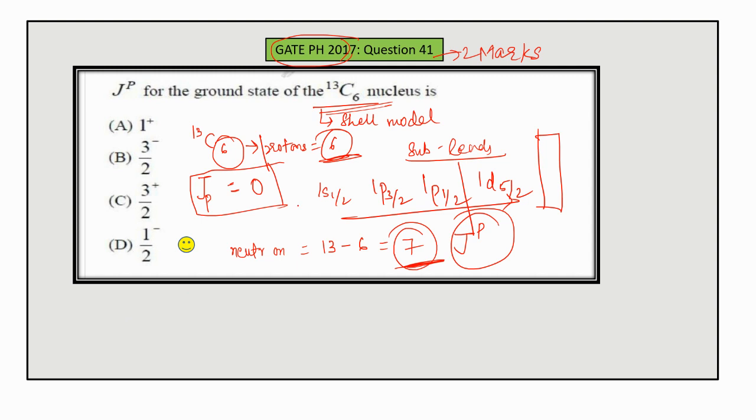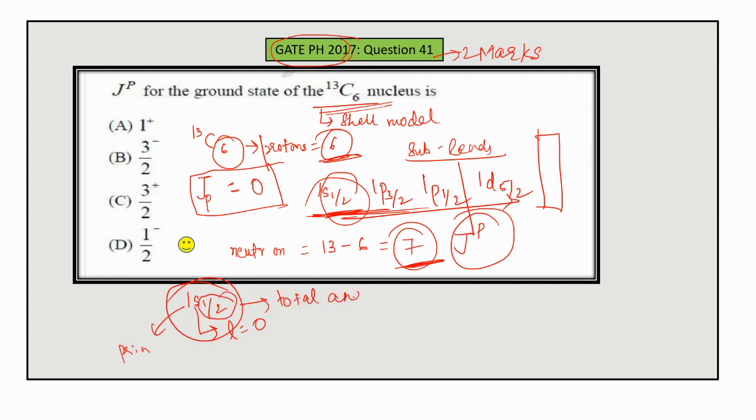Now coming back to this filling of sub levels. This is 1s 1/2. The 1 defines the principal quantum number, the s corresponds to the orbital angular momentum, that means L is 0, and the 1/2 is the total angular momentum. This total angular momentum is a vector addition of L and S, where S is the spin angular momentum.